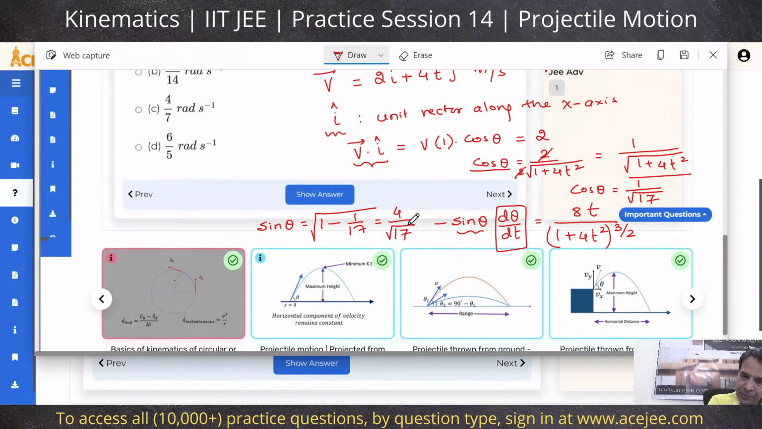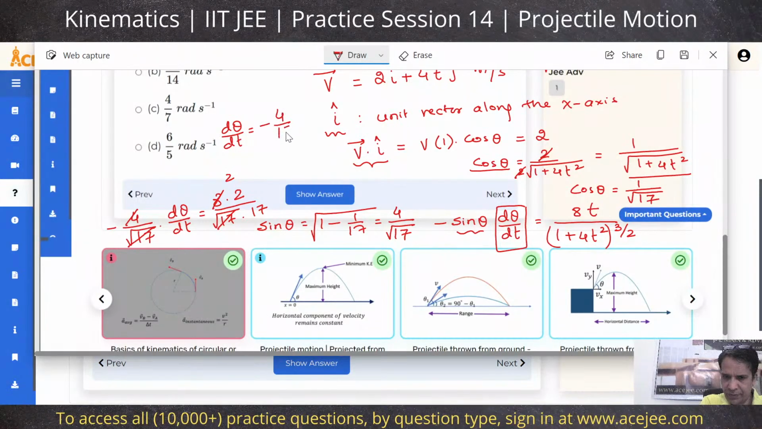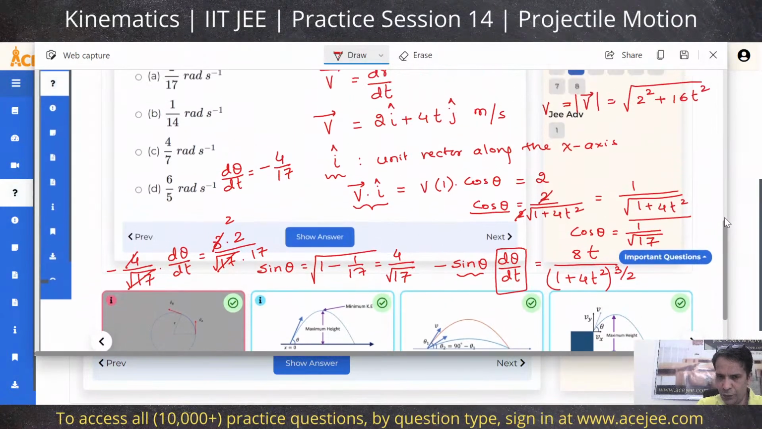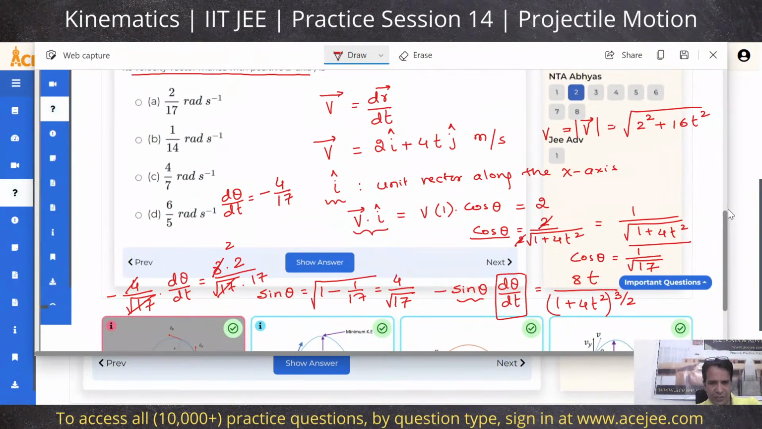Yes, Peter? So what do we get? We get minus 4 by square root of 17 into d theta by dt, equals 8 into 2 divided by 1 plus 16, that is 17 to the power 3 by 2, so square root 17 into 17. I hope you guys would allow me to write it like that. So d theta by dt is equal to minus 4 by 17. Do we have minus 4 by 17? We don't have 4 by 17.